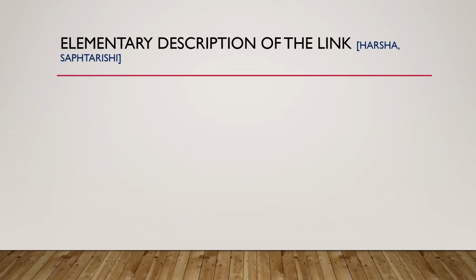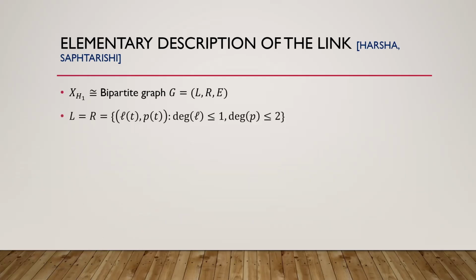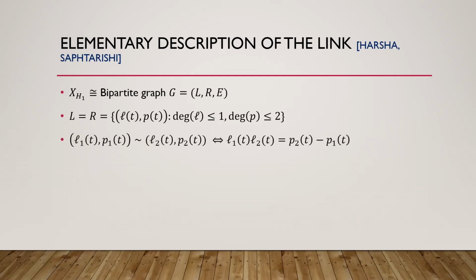So I also want to give some alternative and very elementary description of this link, such that you can at least hope to understand how you can get expansion from it. So Harsha and Saftarishi observed that you can also look at this link and show that it is isomorphic to a very simple bipartite graph, where in each part you have vertices that are like pairs of a linear and quadratic polynomial, and you connect two vertices on each side if the product of the linear parts is equal to the difference of the quadratic parts.